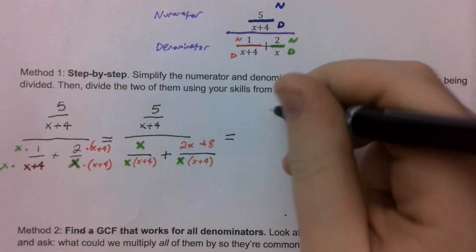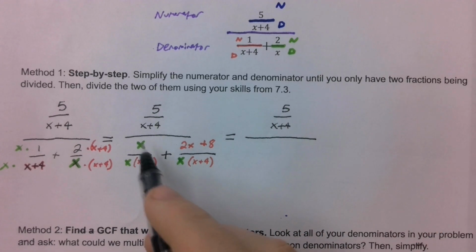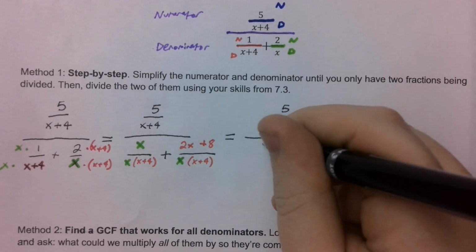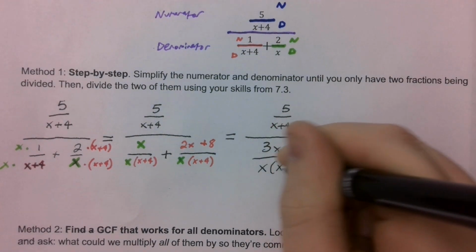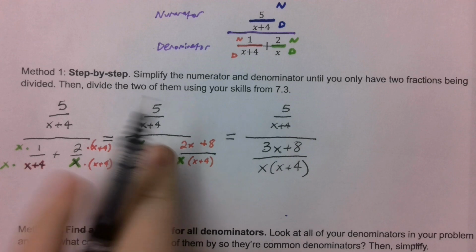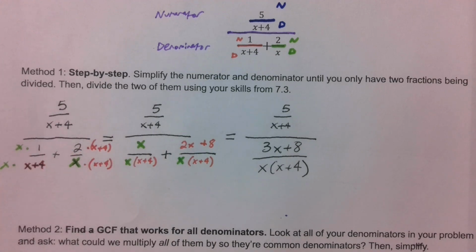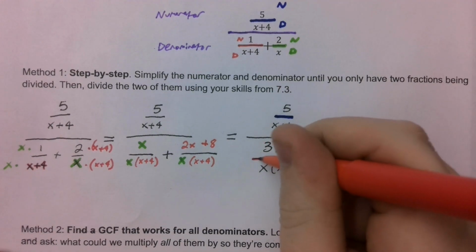When we add these together, first of all, our numerator stays the same. We didn't do anything with our numerator just yet. x plus 2x is 3x. So this is 3x plus 8 over x times x plus 4. Nothing else can be simplified here. 3x plus 8 can't be factored. This is already factored. So we've done the first step. We've added the denominator. Now we can divide these two big fractions. We can divide the fraction up top by the fraction on the bottom.